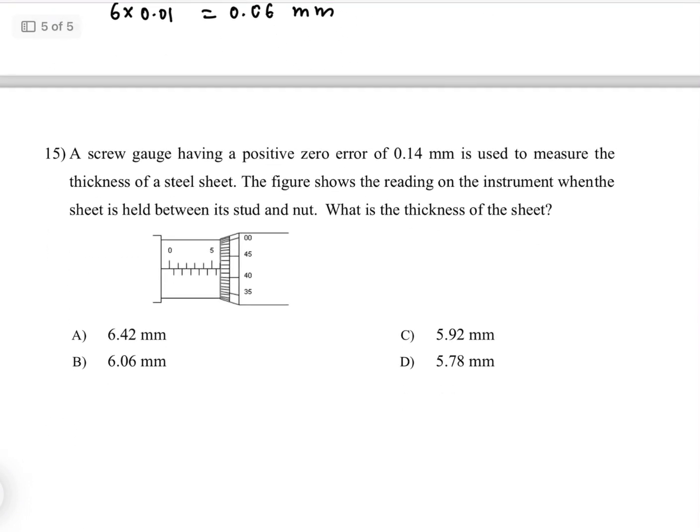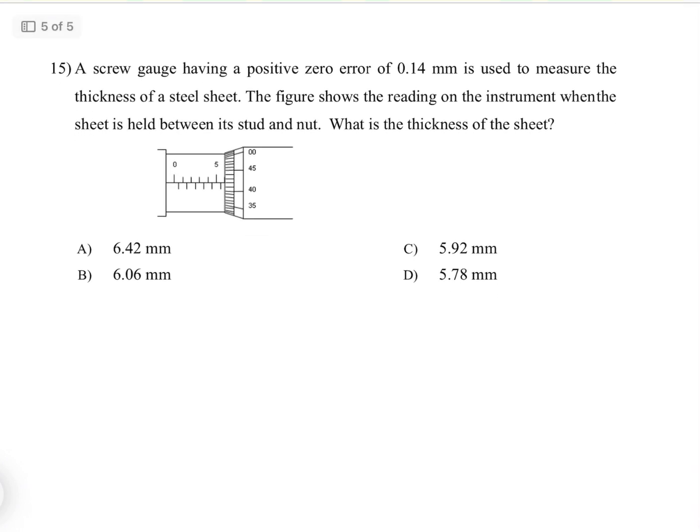15th. A screw gauge having a positive zero error of 0.14 millimeter is used to measure the thickness of a steel sheet. The figure shows the reading on the instrument when the sheet is held between its stud and nut. What is the thickness? So we need to identify the least count first. Least count is pitch, that is 0.5 millimeter.